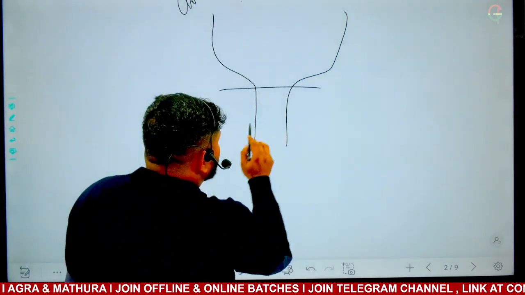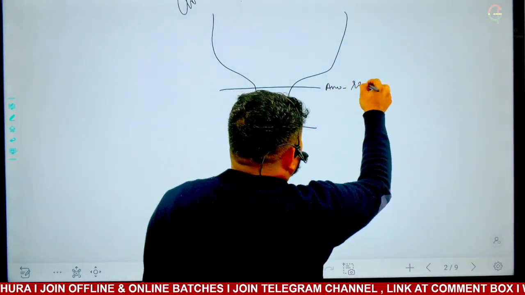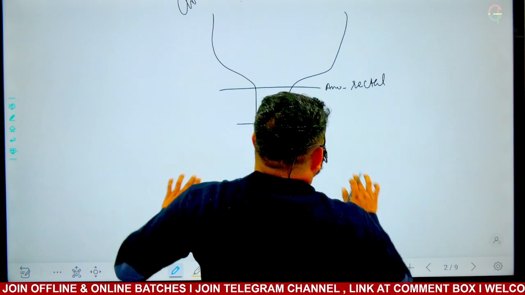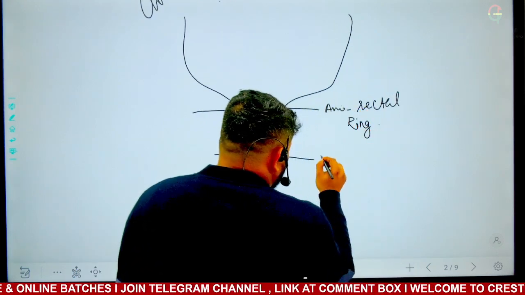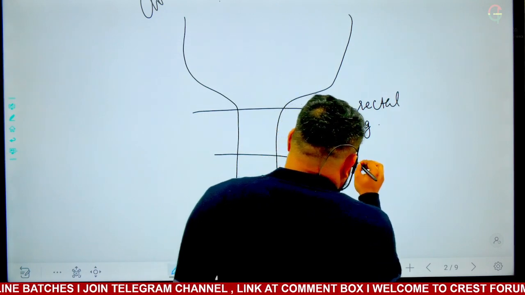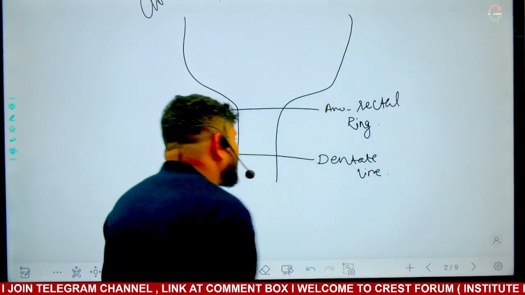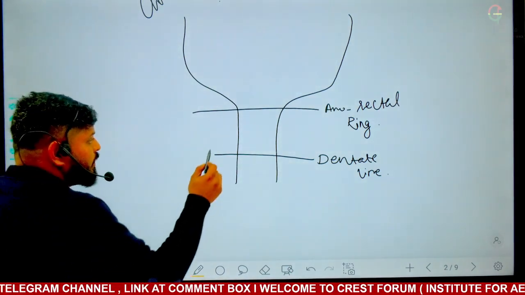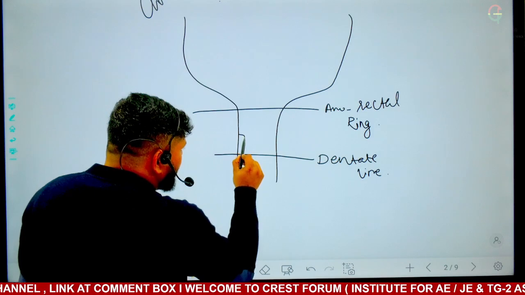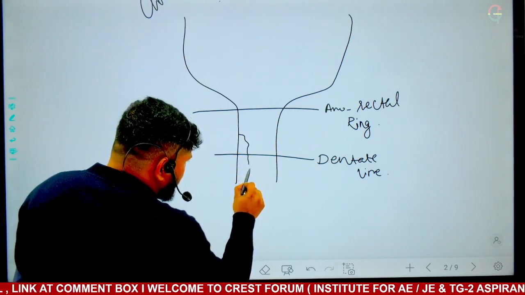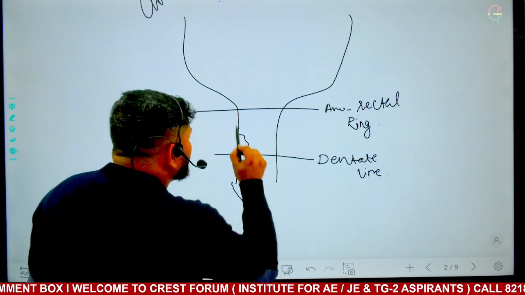This is the anorectal ring, this is the dentate line. Above the dentate line, in this condition the origin is from above the dentate line. And it comprises the external component too.